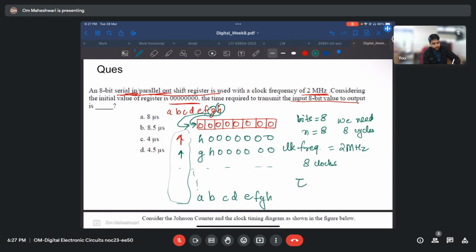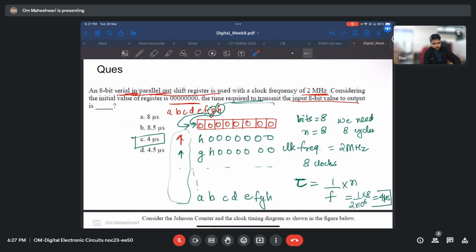So the time required to transmit, that is the delay, is 1 upon f into n. That is 1 upon 2 into 10 to the power 6 into 8, which gives us 4 microseconds. I hope this is clear.